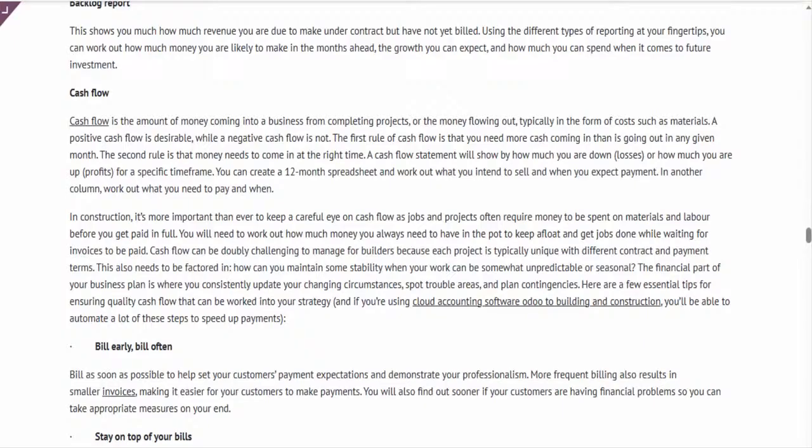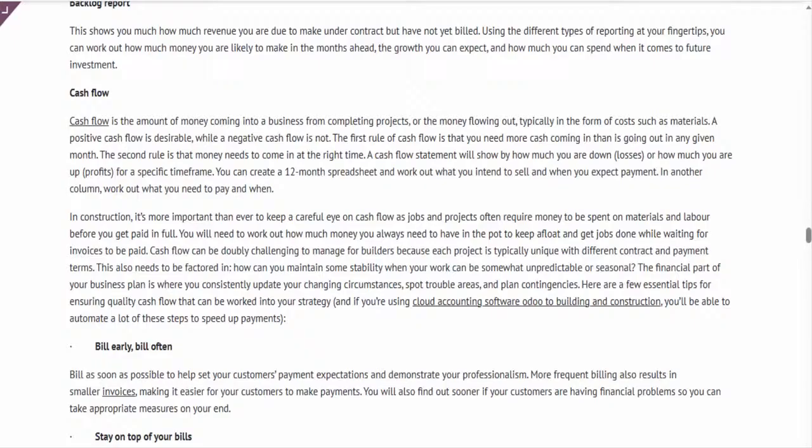Cash flow. Cash flow is the amount of money coming into a business from completing projects, or the money flowing out, typically in the form of costs such as materials. A positive cash flow is desirable, while a negative cash flow is not. The first rule of cash flow is that you need more cash coming in than is going out in any given month. The second rule is that money needs to come in at the right time. A cash flow statement will show by how much you are down, losses, or how much you are up, profits, for a specific time frame.